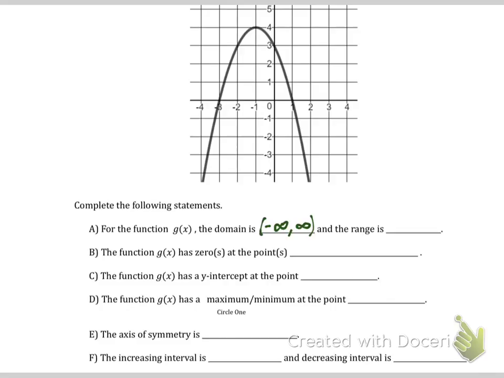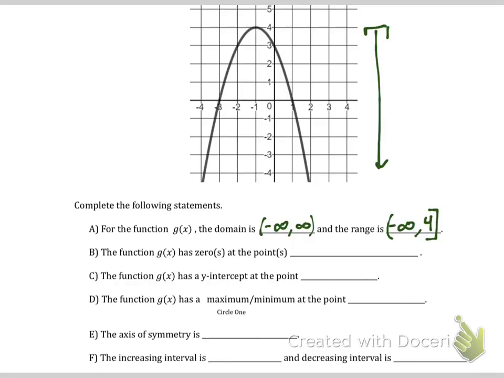For this last one, we're going to just fill in the blank for each of these. The domain of all these parabolas is always negative infinity to positive infinity. The range is going to be basically 4 down, but remember I need to write the smaller number on the left, so negative infinity, comma 4. Negative infinity is not included, but the 4 is included, so I need to put a bracket on the right, but a parentheses on the left.